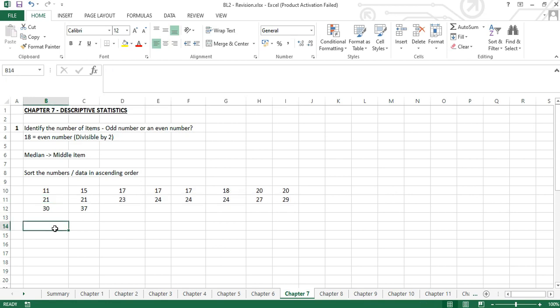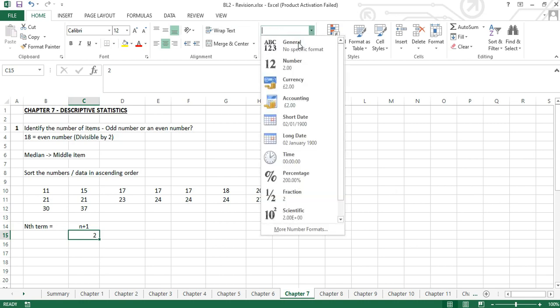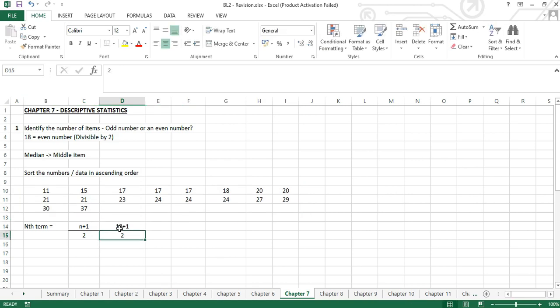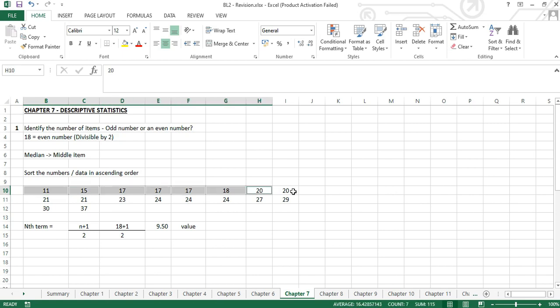So you can use this nth term formula where you get the middle value or the median value, which is (n plus 1) divided by 2, where the total number of items is n. Now total number of items is 18 as per the question. So 18 plus 1 divided by 2 is 19 divided by 2, which is equal to the 9.5th value. Now what is the 9.5th value? Let's count. So this is the first value. Second, third, fourth, fifth, sixth, seventh, eighth, ninth. And 9.5th is between 9th and 10th value, isn't it?